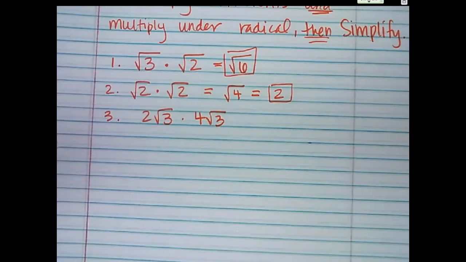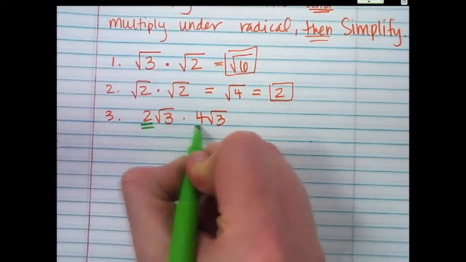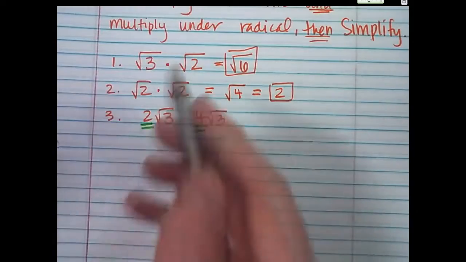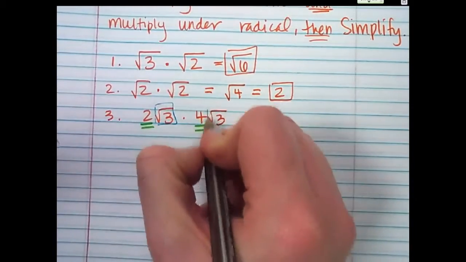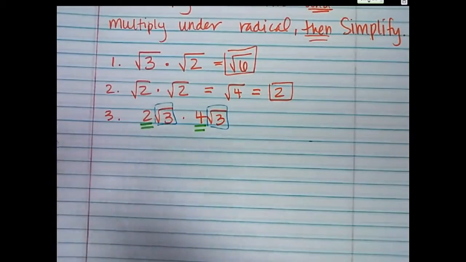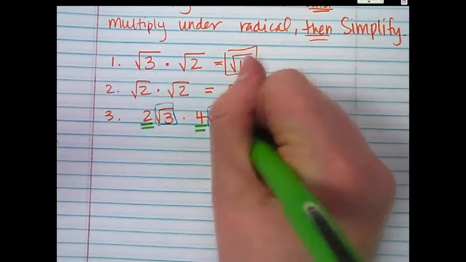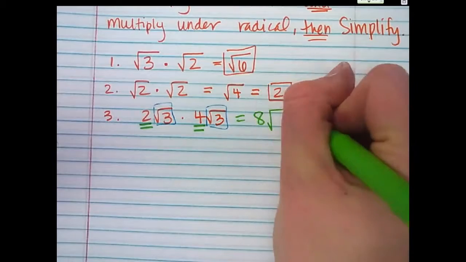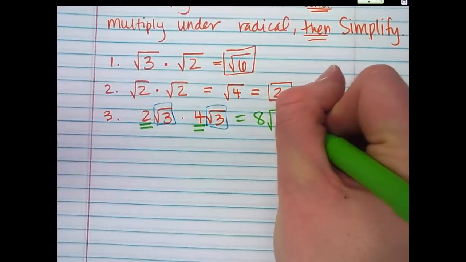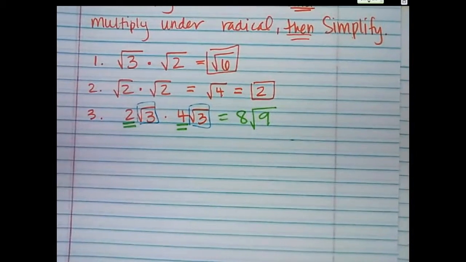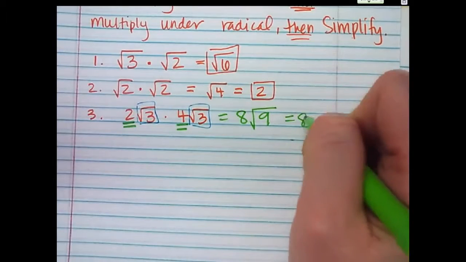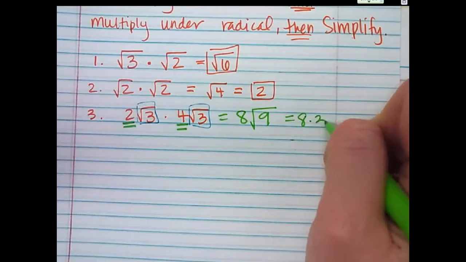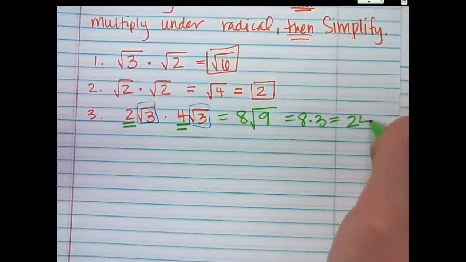So number 3, 2 square root of 3 times 4 square root of 3. So you can multiply coefficients together, and you can multiply radicals together. So if I multiply the coefficients, I get 8. And when I multiply under the radicals, I get 9. Square root of 9 is 3. So my answer is 24.